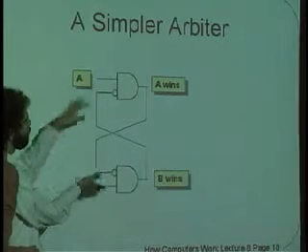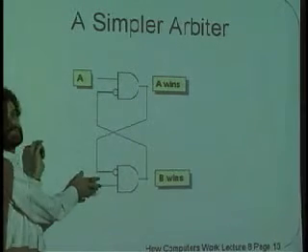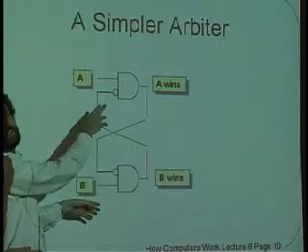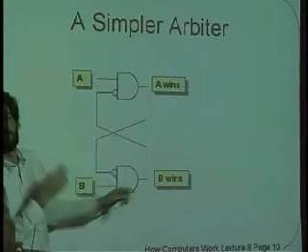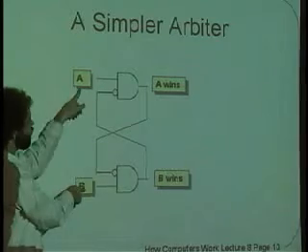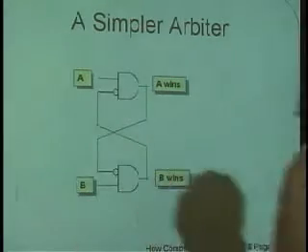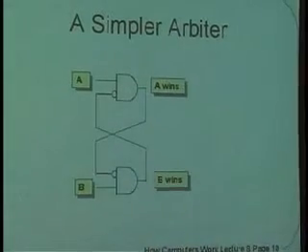B, of course, it's a symmetric circuit, so if B happens first, B gets to shut off the gate for A, and B wins. Sounds great. What happens if both of these guys go off at the same time? Well, let's draw the circuit here.